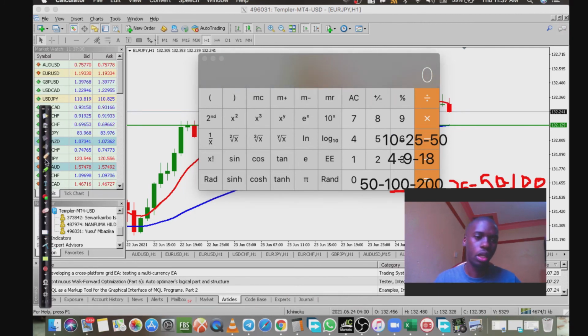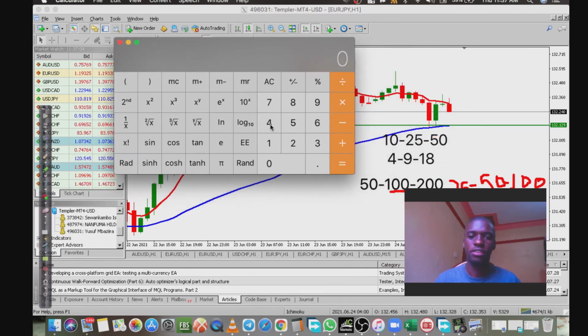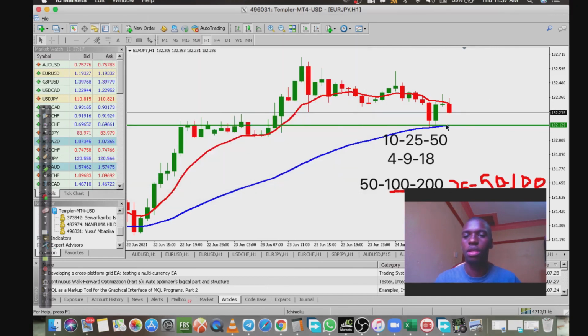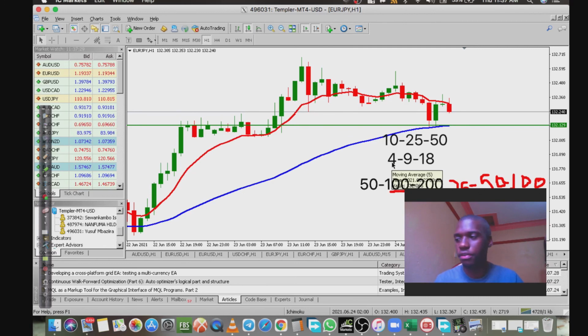Wait, hold. Let me have some proof for you. 1 divided by 4, then times 50. So this was supposed to be 12. This is supposed to be 12, and definitely this. So that's it, and that's how it works effectively. So choose from this, and it definitely will work out for you.